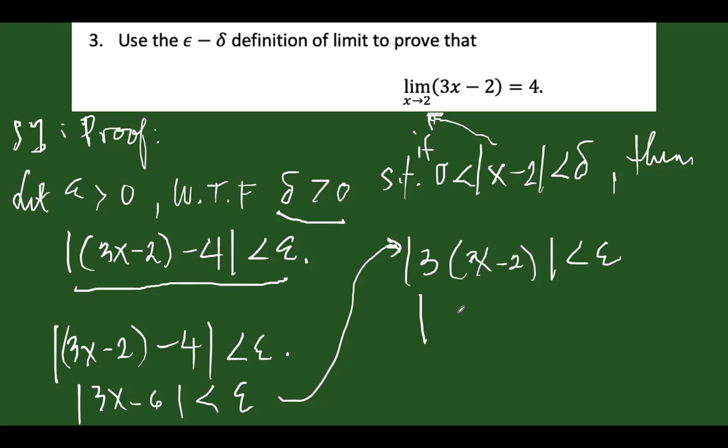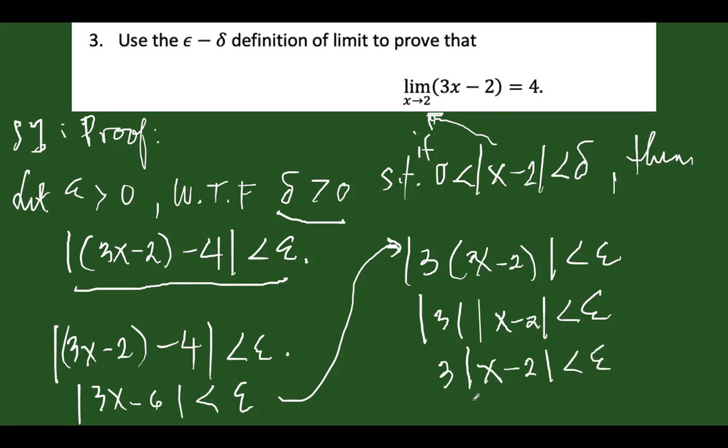Now, why the absolute value of 3 when we factored out 3 from the absolute value? That's one of the properties of absolute value. So the absolute value of 3 is 3, times the absolute value of x minus 2, which is less than epsilon. And we can divide this by 3. And again, why do we need to divide this by 3? Because we want an expression that says the absolute value of x minus 2 is less than delta.